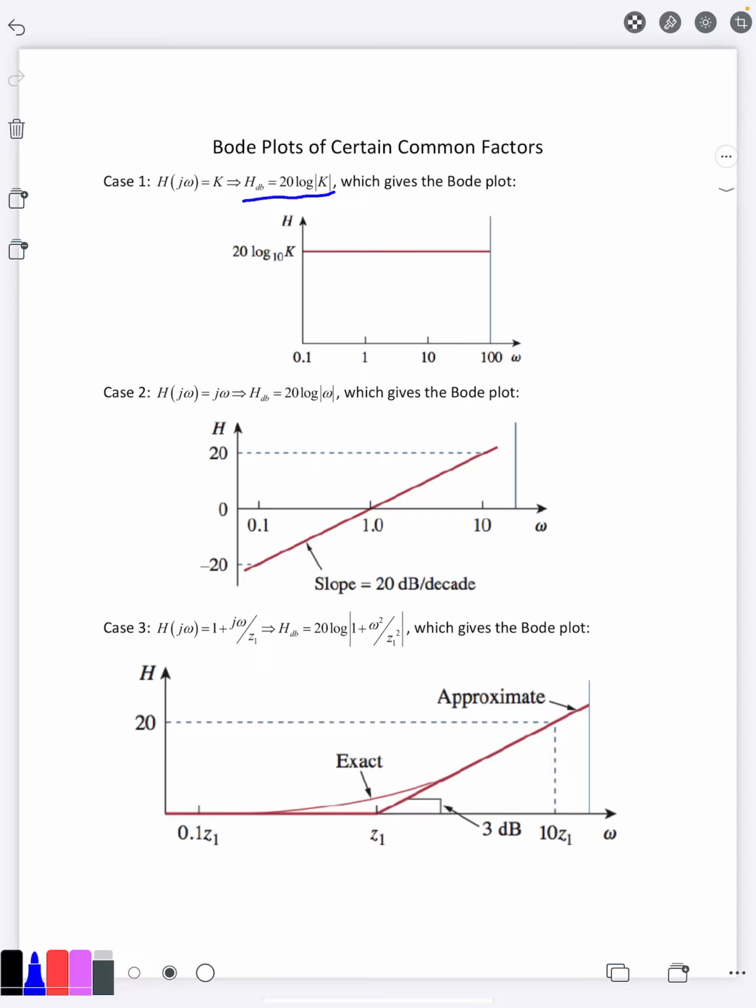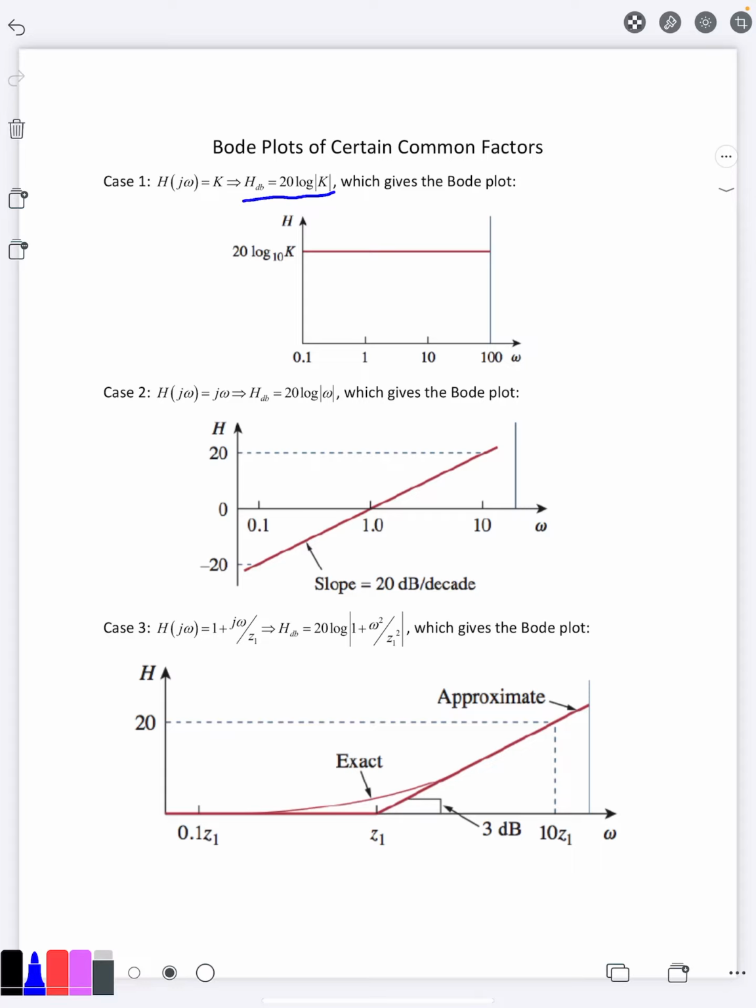So what that means in terms of the overall graph, since we're adding up all of our individual results, the 20 log k is just going to give you a vertical shift up or down by that value on your graph. So the leading factor, the constant, is the easiest one to handle here. It's just going to be completely horizontal.